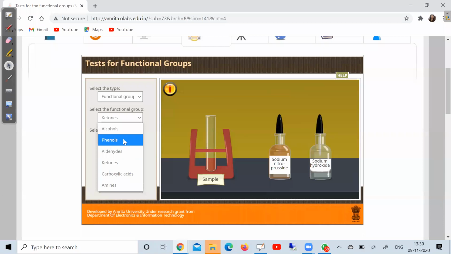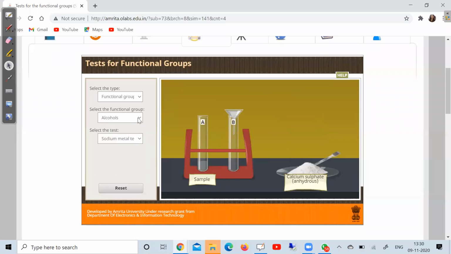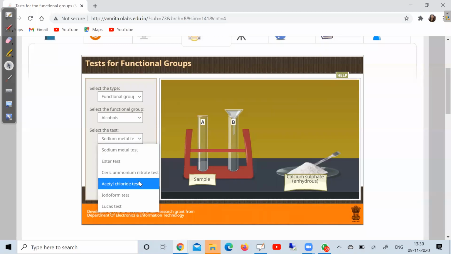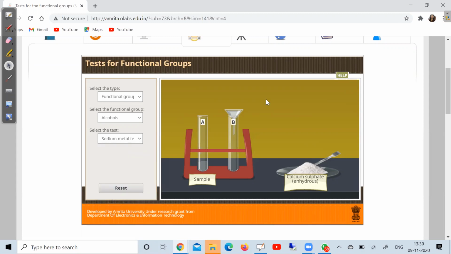Okay, so now I'm just stopping this. In alcohol, we will discuss, you can see there is an iodoform test. Okay, so next class we'll discuss the iodoform test with alcohol, with the carbonyl group also. I hope it is clear to all of you. Is it clear?